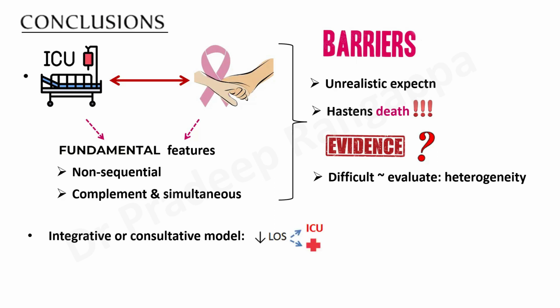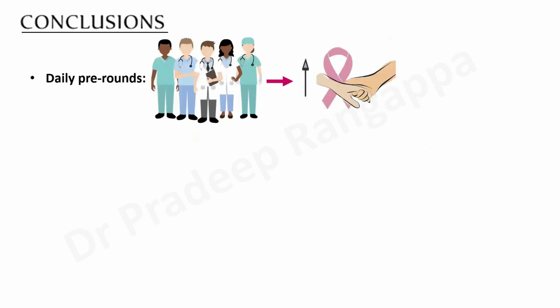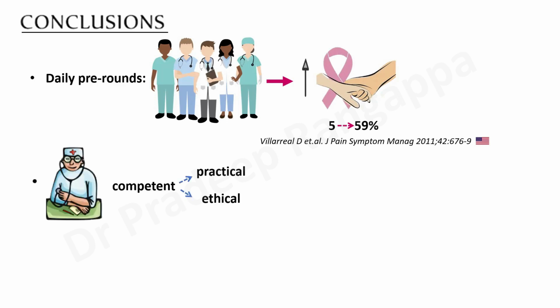Integrative or consultative models are what is adopted for palliative care, and they have been shown to reduce ICU and hospital length of stay. It is suggested that daily pre-rounds with the palliative care team and ICU team have been shown to improve the adoption of palliative care science within the ICU. Which means there should be some sort of consultation in palliative care for certain groups of patients in the ICU. By having pre-rounds with palliative care and ICU teams, adoption of palliative care increased from 5 to 59%, as shown by the study.